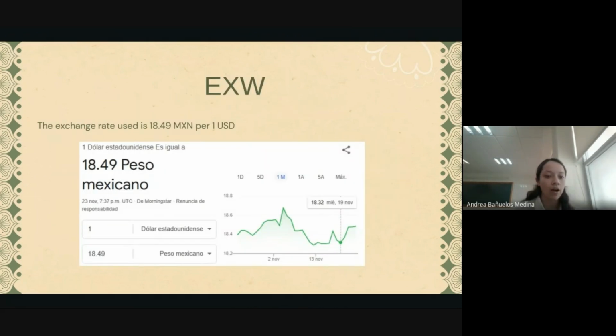The next one. Okay. The exchange rate used is 18.49 Mexican pesos per dollar. This is the exchange rate that we use for this exercise because we make, in Spanish, what we call a corrida for different prices in Mexico and the United States. But we are going to send the merchandise in dollars, not in pesos. But we need to do the conversion.